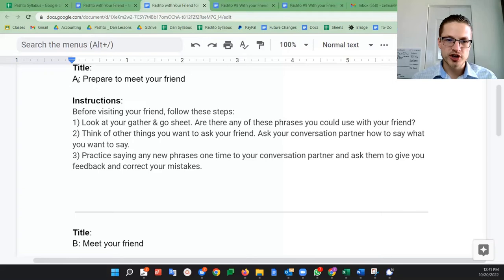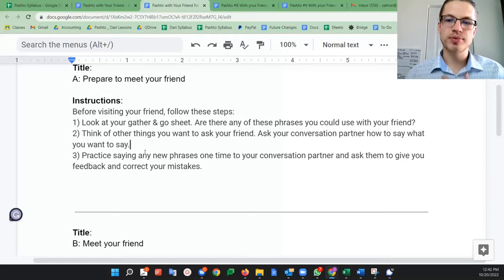Okay, so first you're going to have part A, which is titled Prepare to Meet Your Friend. And the instructions are, before visiting your friend, follow these steps. Number 1, look at your gather and go sheet. Are there any of these phrases you could use with your friend? So you've already been doing that. Number 2, think of other things you want to ask your friend. Ask your conversation partner how to say what you want to say.